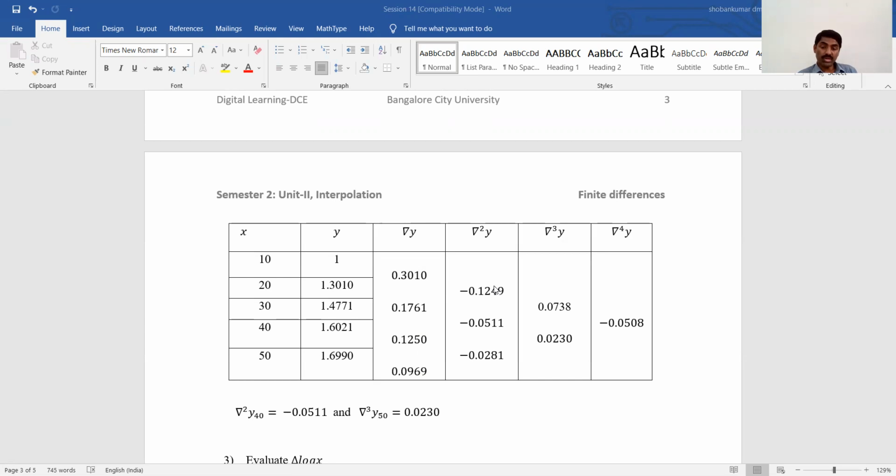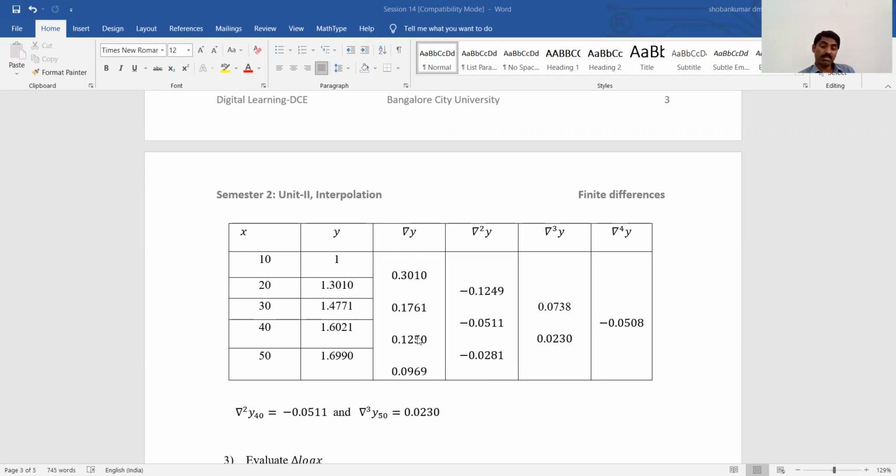And here nabla 2y10, nabla 2y20, nabla 2y40. This is nabla 3y10, nabla 3y20. This is nabla 4y10 in forward, in backward. Here, this is nothing but nabla y50, nabla 2y50, nabla 3y50, nabla 4y50, because this is a backward difference table. You should remember, okay?